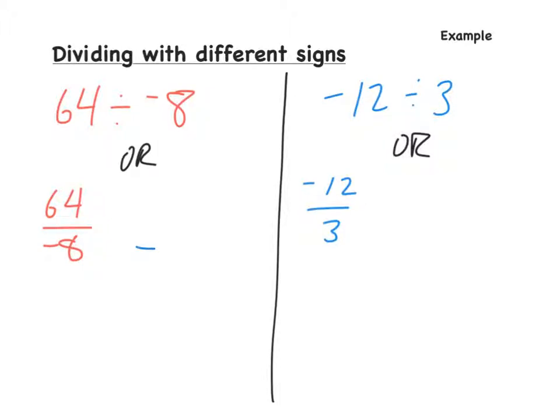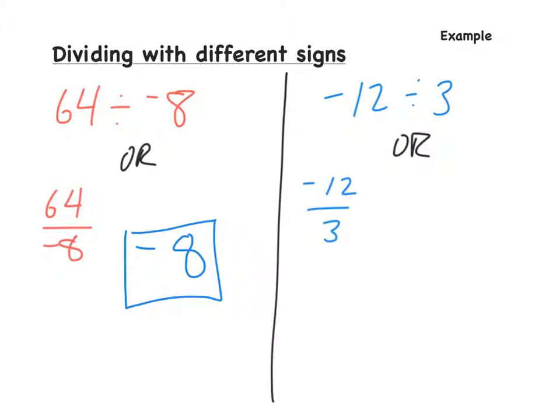So now we think, how many times does 8 go into 64? Or what is 64 divided by 8? The answer to that is 8. So 64 divided by negative 8 is equal to negative 8.